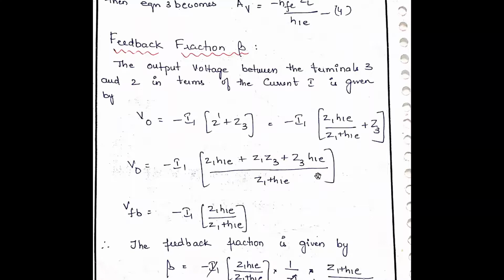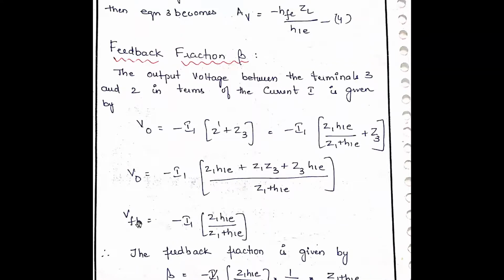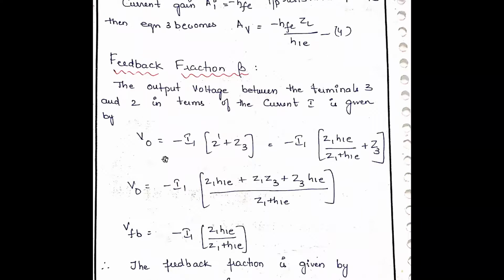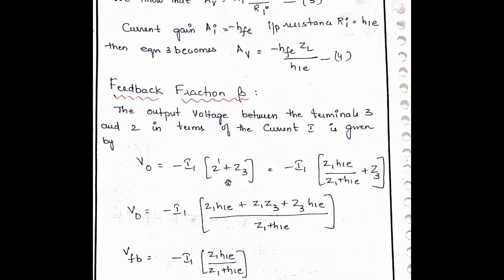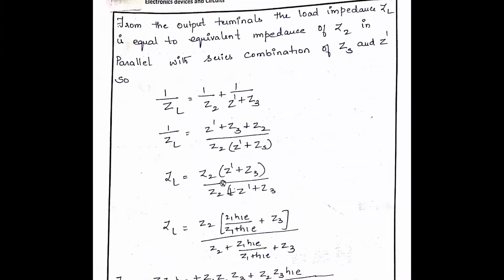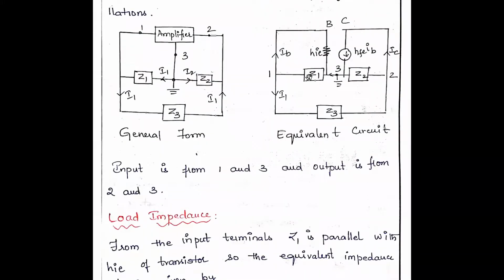Next, the feedback voltage we have to find. To get beta, beta is feedback voltage by output voltage. Output voltage we already got. How to get feedback voltage? Again, we have to see here. The feedback voltage is nothing but the voltage between 1 and 3. Please remember, input voltage and feedback voltage are both the same for an oscillator. Feedback voltage we are taking between 1 and 3, and input voltage also between 1 and 3.